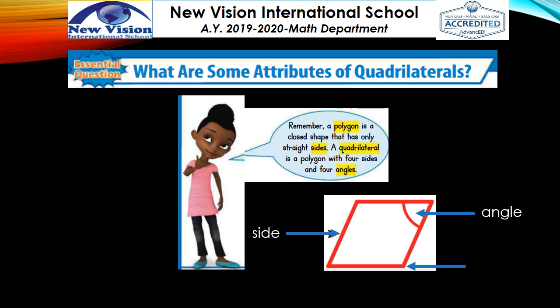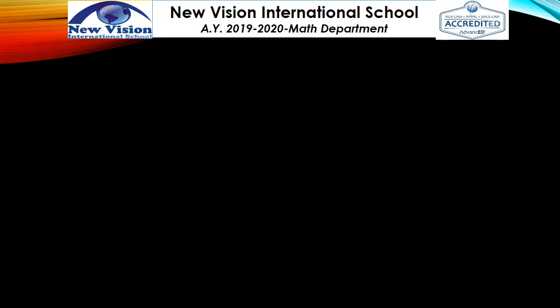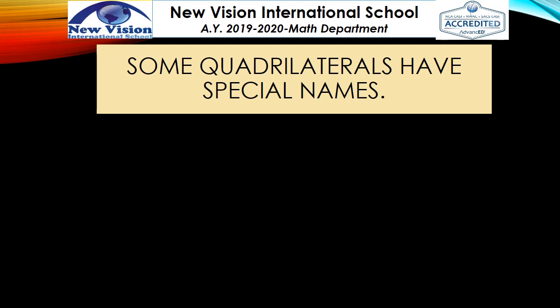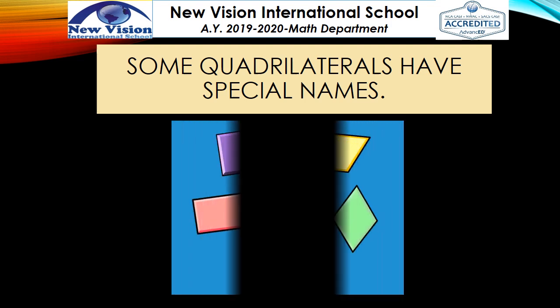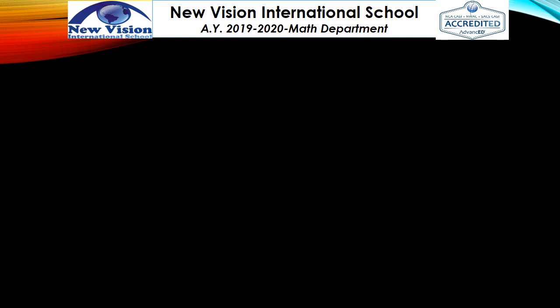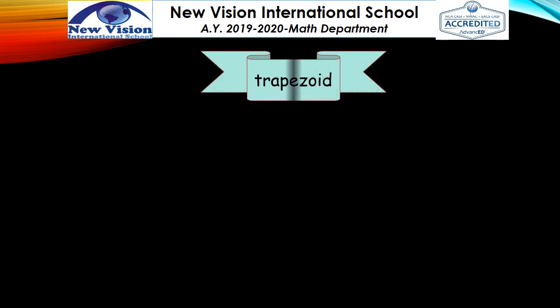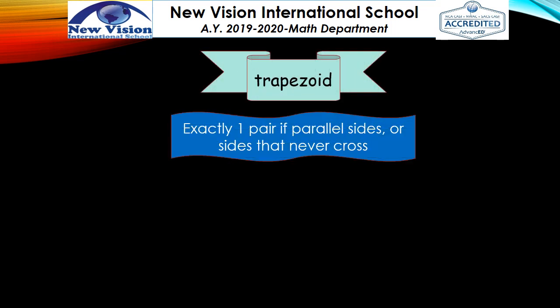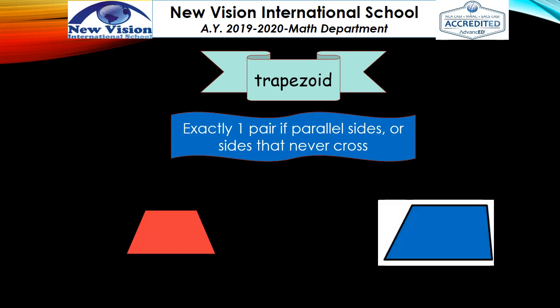So why are all of these shapes quadrilaterals? They are all polygons with 4 sides and 4 angles. A trapezoid has exactly 1 pair of parallel sides, or sides that never cross. So this is a trapezoid.